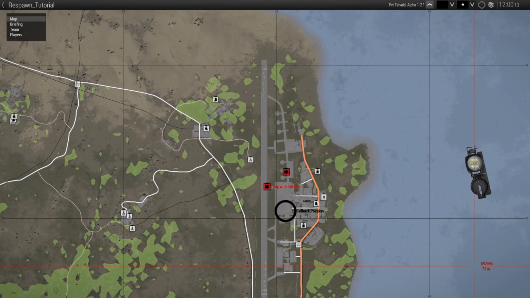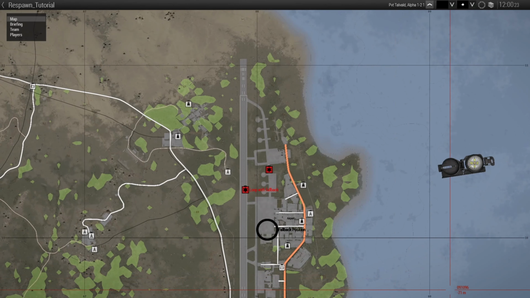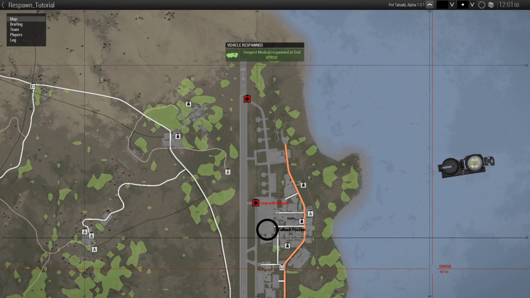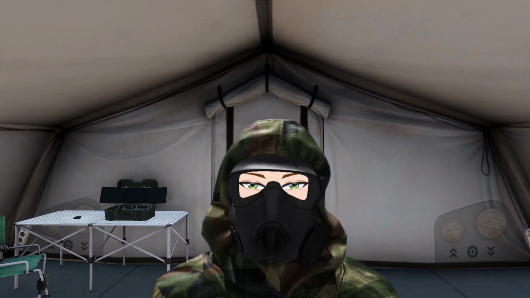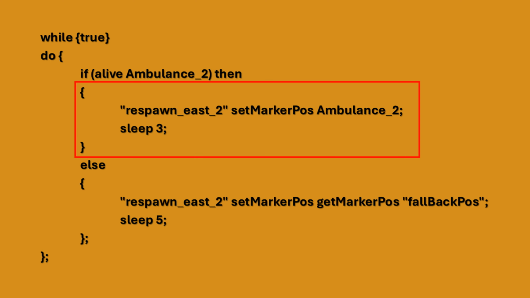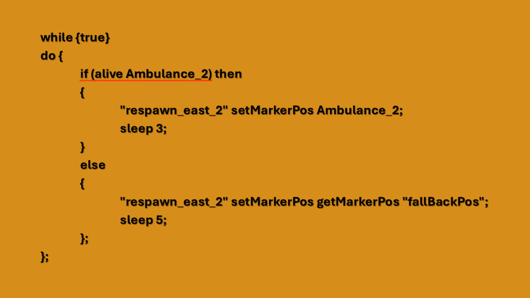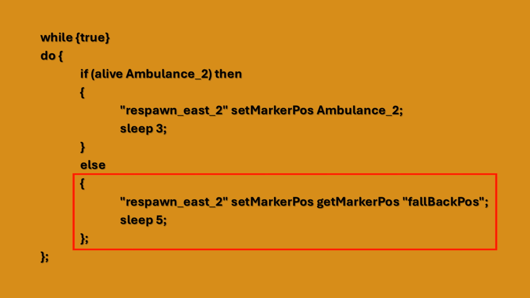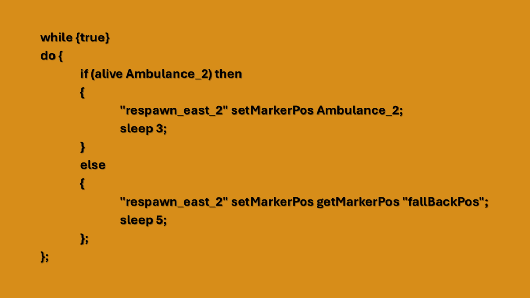The first version we are going to create is one where the marker follows the object when the object is alive. But when the object is dead, the marker is set at a fallback position. We could do this with an if-then-else statement. An if-then-else statement will execute the script inside the then bracket if the condition specified in the if bracket returns true, and execute the script inside the else bracket if the condition returns false. So when the object is alive, the marker gets moved to the object's position, and when it's not, the marker will get moved to a fallback position.